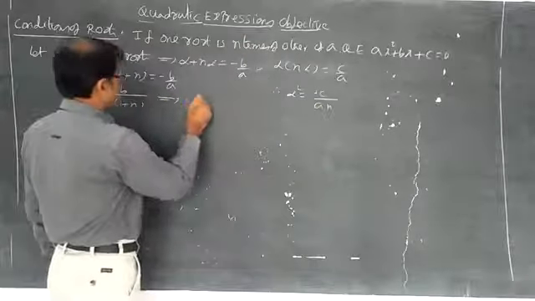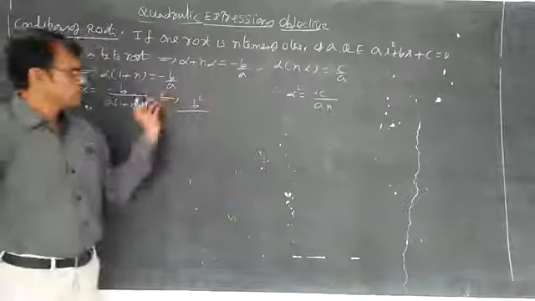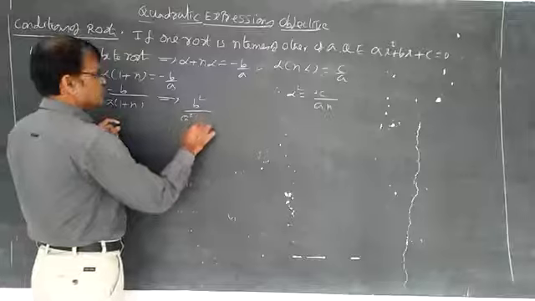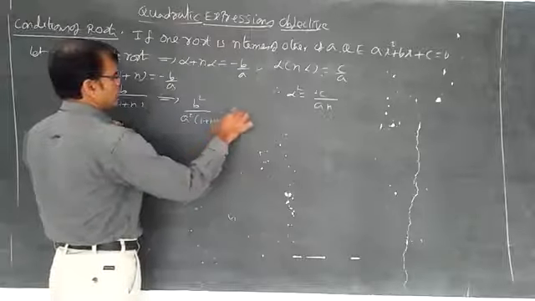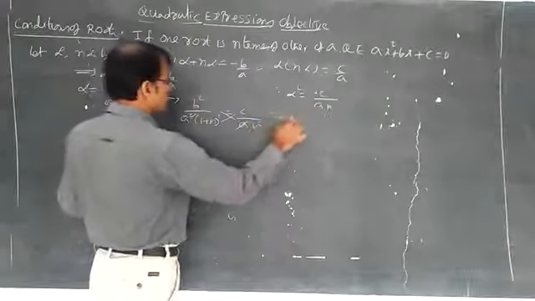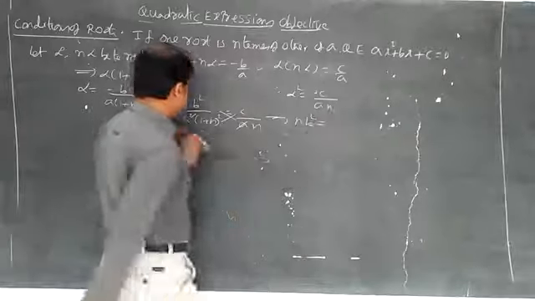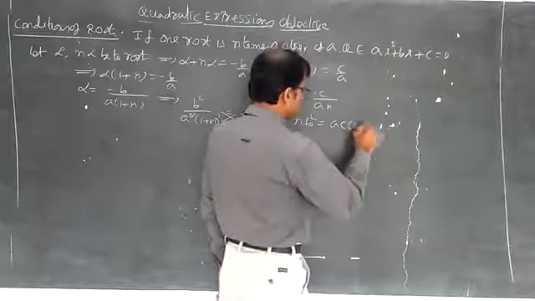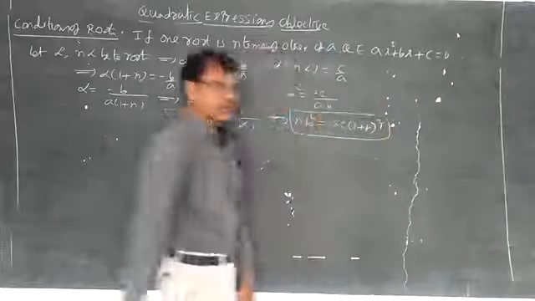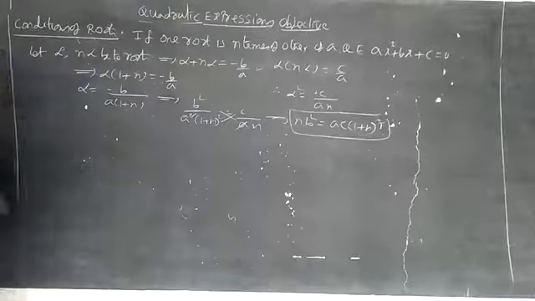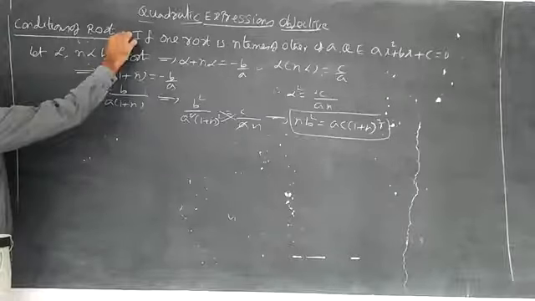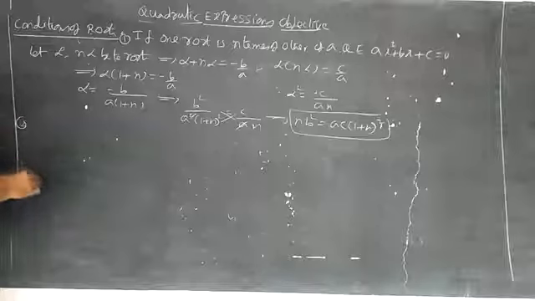Substituting the value of alpha square, b square by a square into 1 plus n whole square is equal to c by an. A square will get cancelled. The required condition is nb square is equal to ac into 1 plus n whole square. I think we have already done this in exercise 3. So this is the first formula, depending on the condition of roots concept.